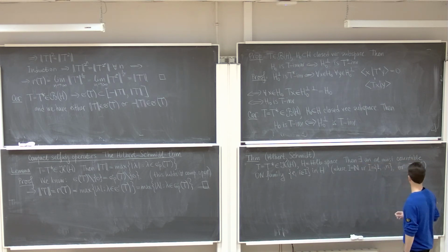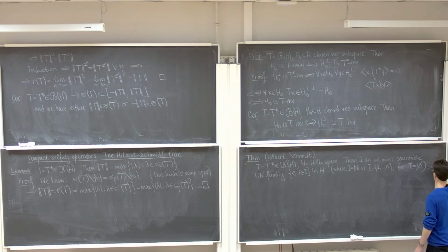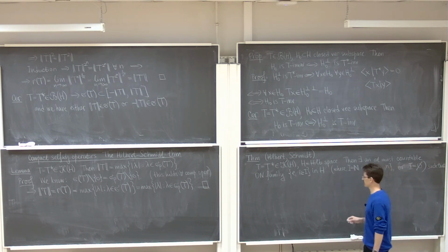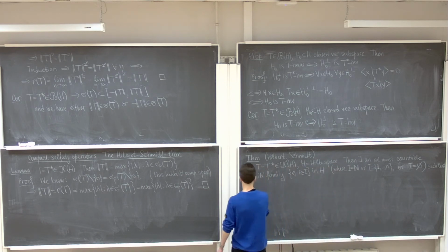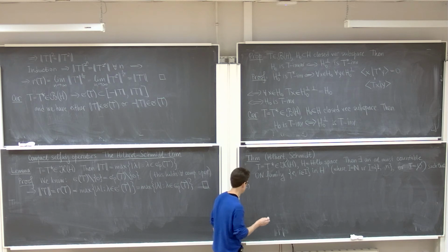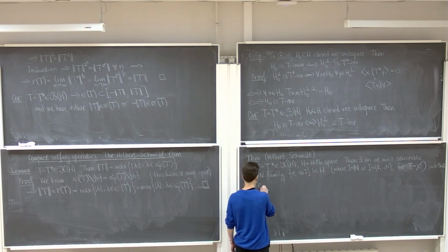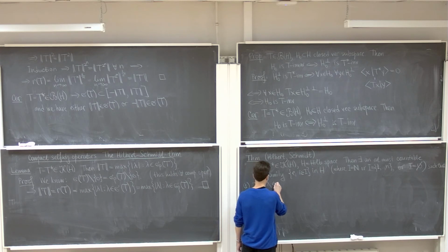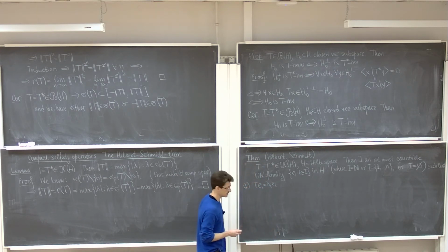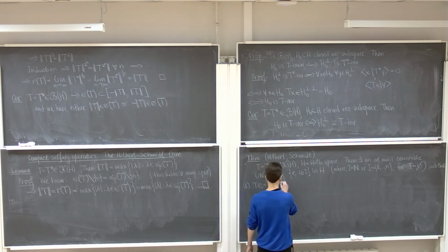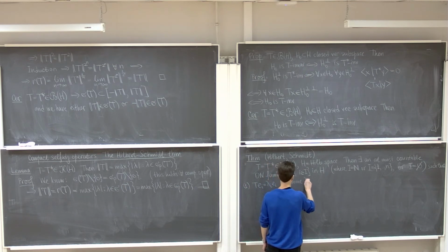Such that the following conditions are satisfied. Condition 1: each vector in this family is an eigenvector of T, and the corresponding eigenvalue is real and non-zero, for some non-zero real number lambda_i.